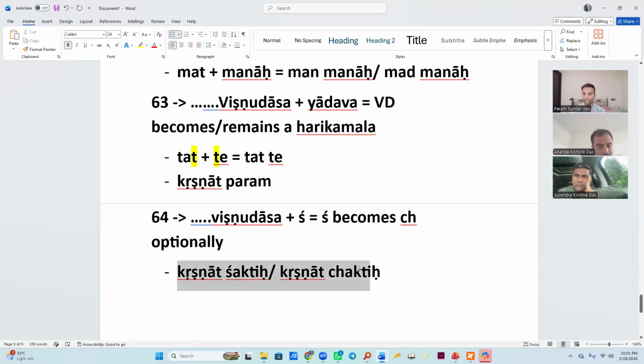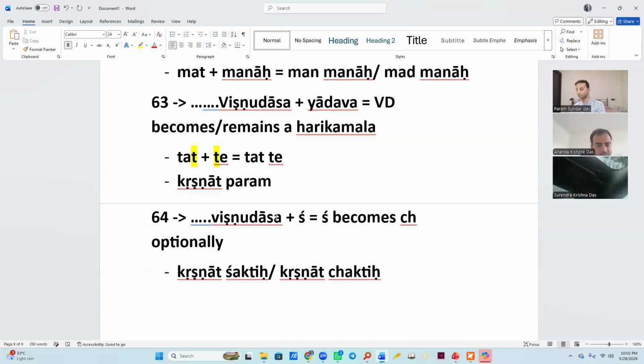61 can't be applied in both the cases because Sh is a Yadava and Ch is also a Yadava, right? Both Sh and Ch, they are Yadavas. So Ta remains Ta, Hari Kamala. 61 can't be applied. Again, this is optional, right? Yeah, this is optional.